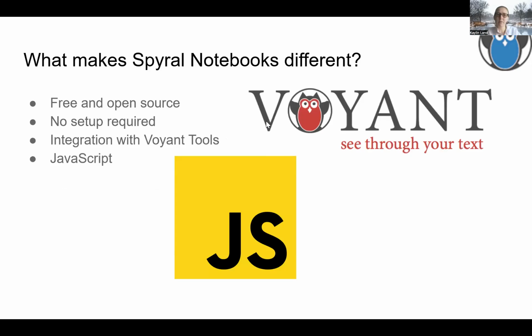So what makes Spyral different from these other notebooks is that it's free and it's open source. There's no setup required, as I said. All you need is a URL to start. It's integrated with Voyant Tools and it uses JavaScript, whereas the others use either R or Python.